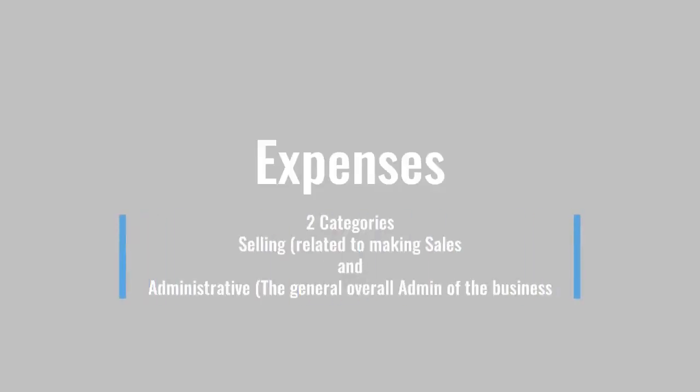Expenses. This is split into two categories, the selling and the administrative expenses. Selling expenses relate directly to making sales, and administrative expenses have to do with the general overall admin of the business. Let's go into a few examples on my next slide.